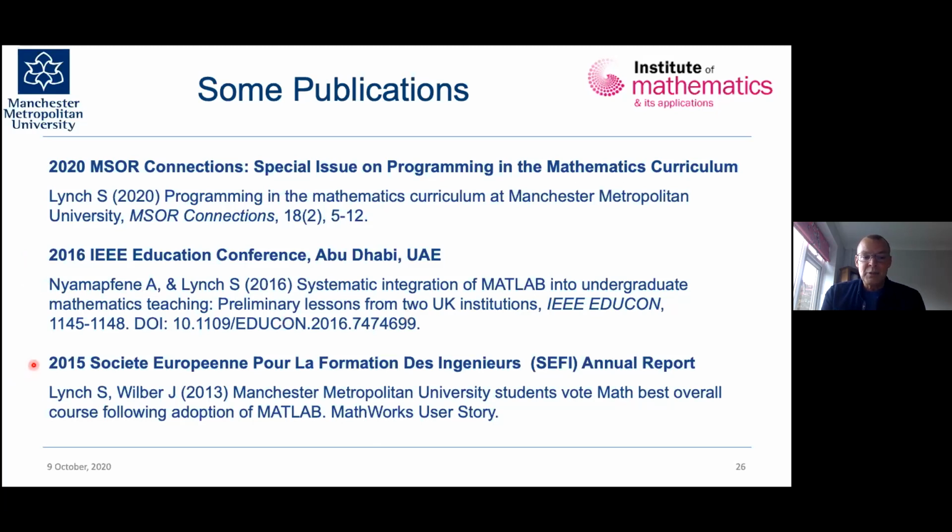And then finally, in 2015, the European Society of Engineers had an annual report, and they reprinted a report which was written by myself and Jay Wilbur from MathWorks. And this was a story about Manchester Metropolitan University students vote math best overall course following the adoption of MATLAB. So that was a MathWorks user story. And as I say, if you're interested in these publications, you can download all of those through ResearchGate, and you can read those in your own time.